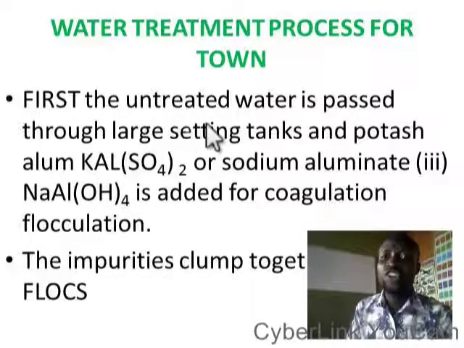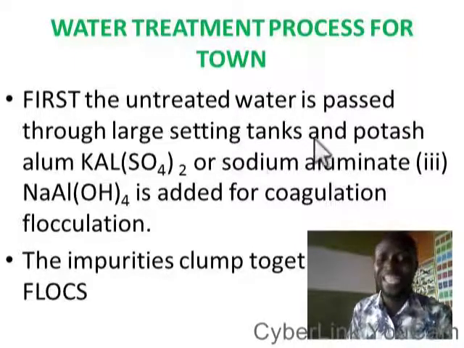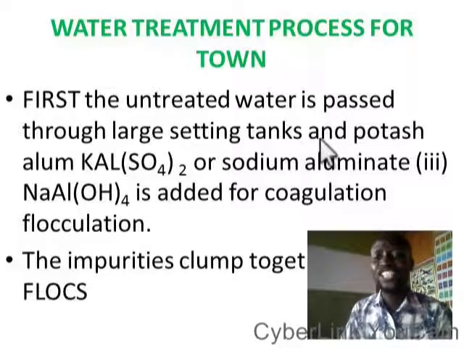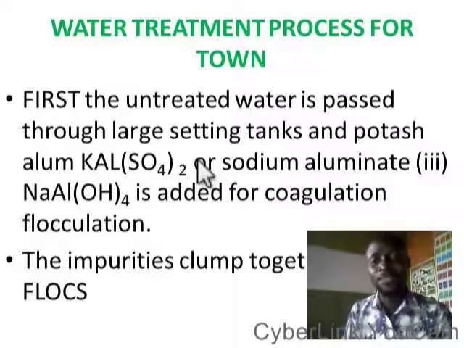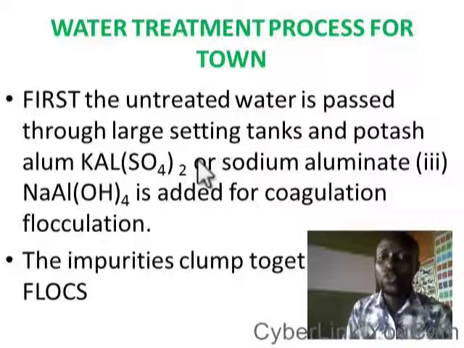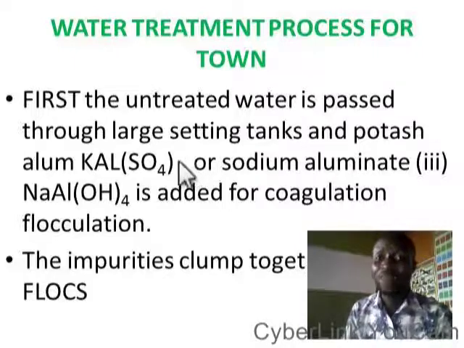First, the untreated water is passed through a large septic tank with potash alum. Look at potash alum, it is KAl(SO4)2. The IUPAC name is potassium tetraoxosulphate(VI) aluminate(III). Can you call that with me? Potassium tetraoxosulphate(VI) aluminate(III). That's the IUPAC name of potash alum.